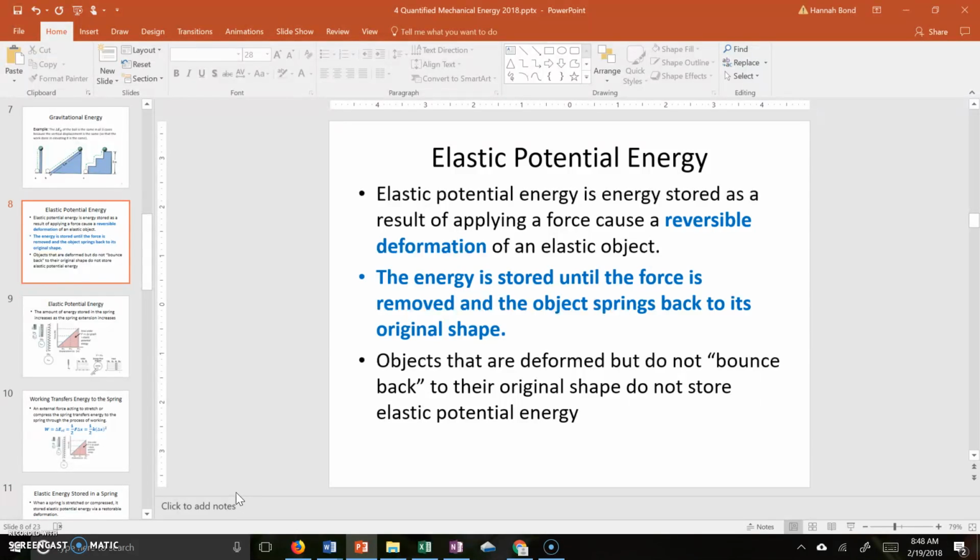The elastic potential energy is stored until the force that deformed the object is removed and the object springs back to its original shape. Be careful, objects that can be deformed but that do not bounce back to their original shape are not storing elastic potential energy. So, for example, I can crush a cardboard box, but that box does not have elastic potential energy.